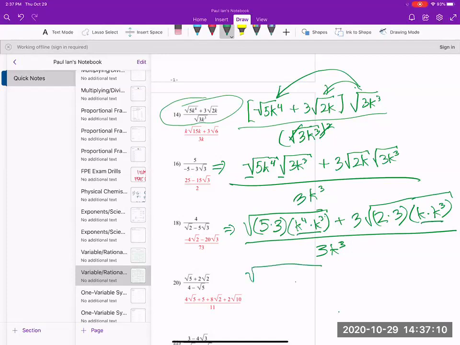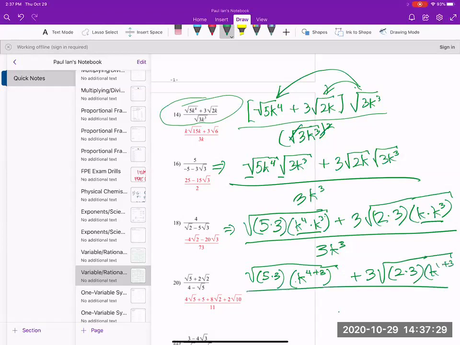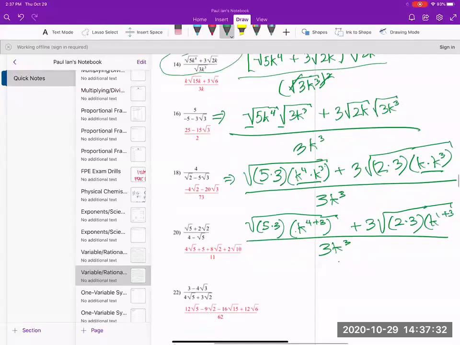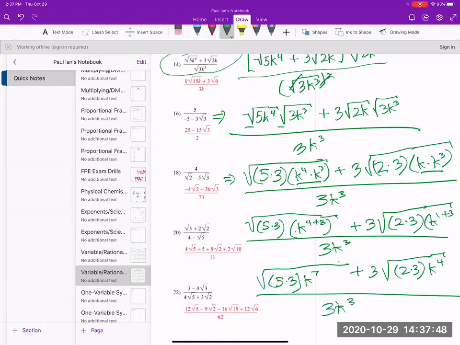So let's do that. So 15. I mean, I guess you could do 5. Yeah, I'm going to keep them like this in their prime factors. And then so k 4 plus 3, right? And plus 3 root 2 times 3. And then so k1 plus 3, right? Divided by 3, k to the cube. All right, so let's just actually do the addition. So that's k to the 7th plus 3, 2 times 3, k to the 4th, and then 3k cubed.